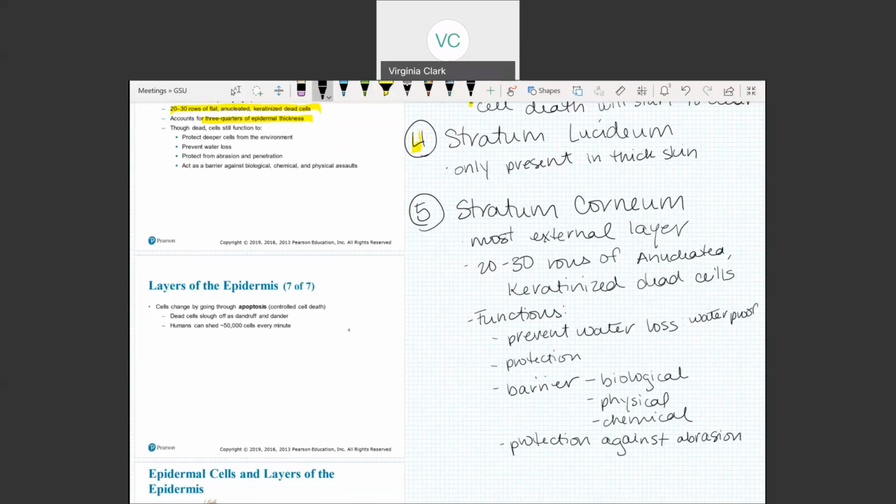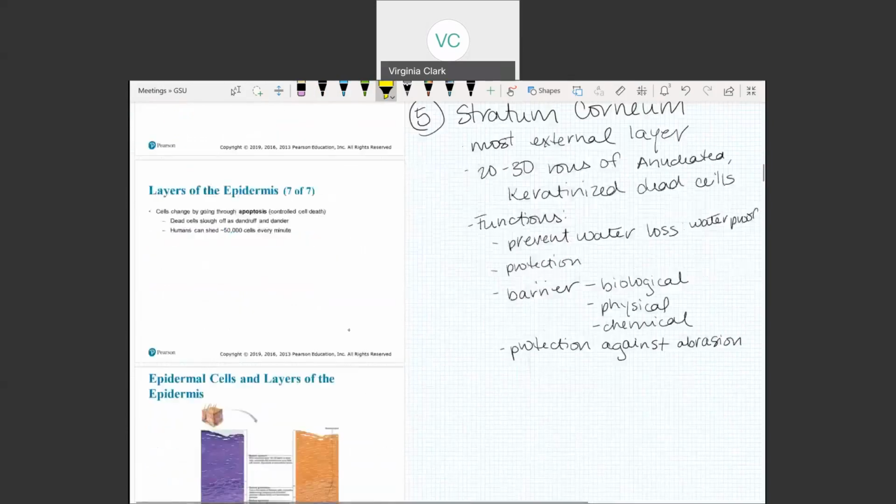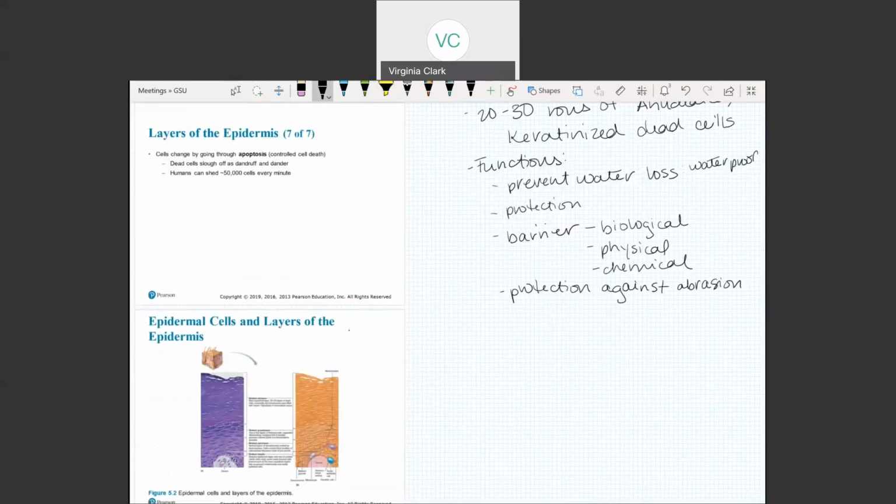So even though these cells are dead, it's really important to know the functions of what is going on with these skin cells. With this skin cell, you will actually go through a process where you control your actual rate of growth, and this is called apoptosis. Apoptosis is programmed or controlled cell death. So there's a set time, a set way that your cells will cease to be able to use their function. This is how we get dandruff and dander.